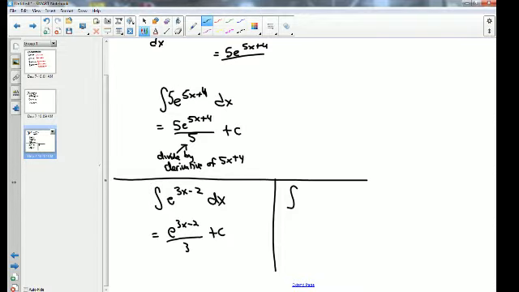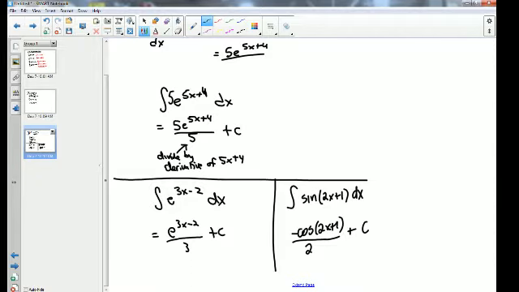You can apply that to the trig functions as well. So the antiderivative of sine is? Negative cosine. And what do I have to do? Divide by 2. Okay, got it.